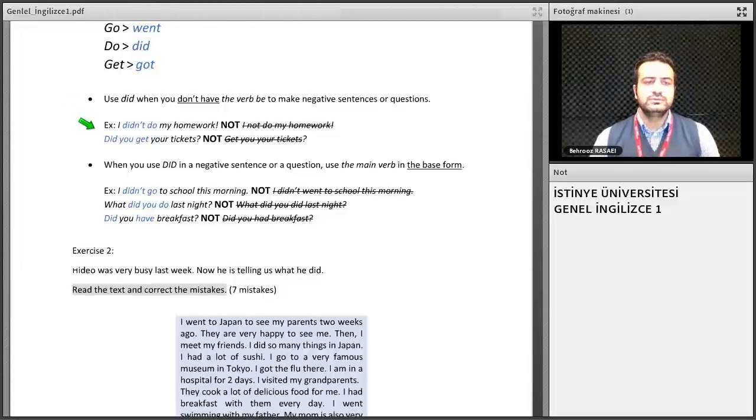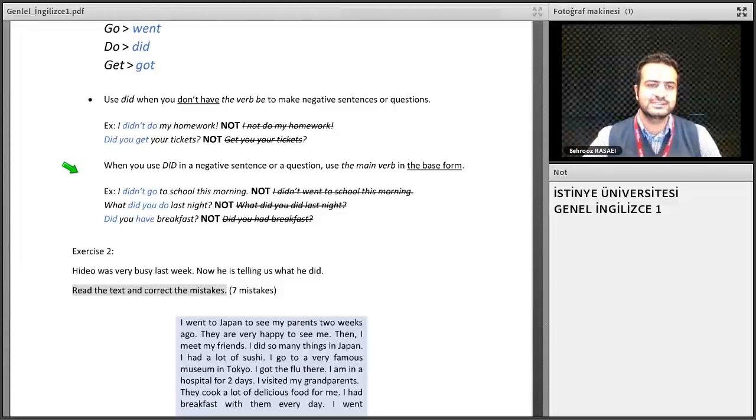Use did when you don't have the verb be to make a negative sentence or question. This is what I explained before. I didn't do my homework, not I not do my homework. So you need to use didn't or did not for making a sentence negative. And to make a question, you need to use did at the beginning of the sentence to form a yes/no question. Did you get your tickets?